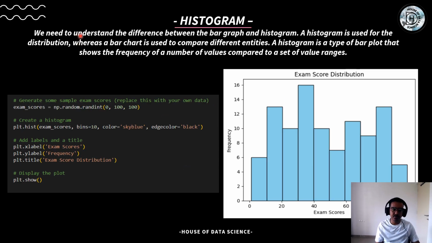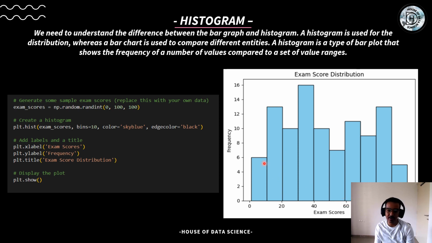Now we go to histogram. We need to understand the difference between the bar graph and histogram. Histogram is used for a distribution chart, whereas a bar graph is used to compare entities. So when you are comparing rent and transport, you are using a bar graph. But if you have scores, as I told, or age, which is continuous, like 0 to 20, 20 to 40, 40 to 60, 60 to 80, 80 to 100, you have these different scores here.